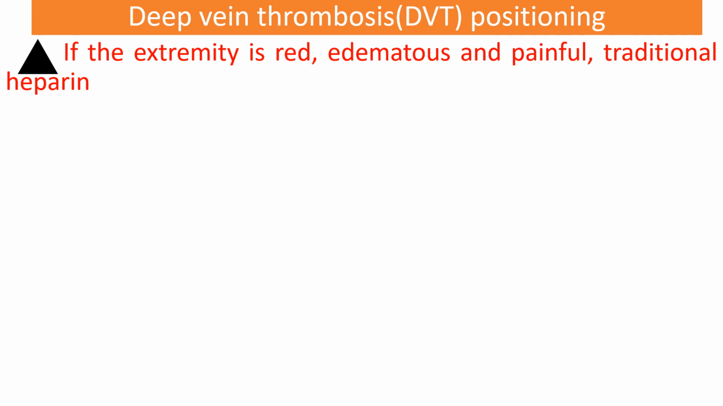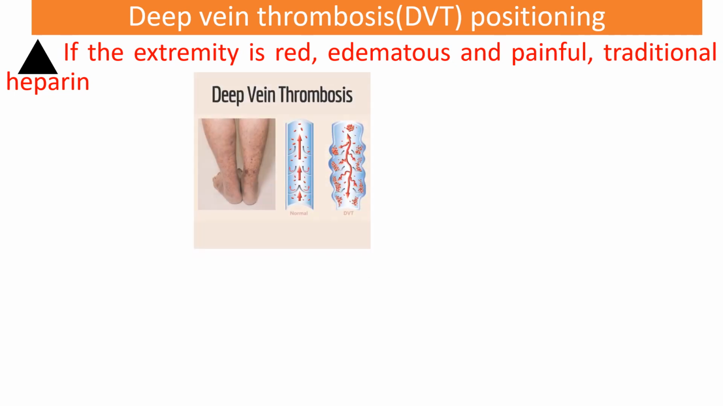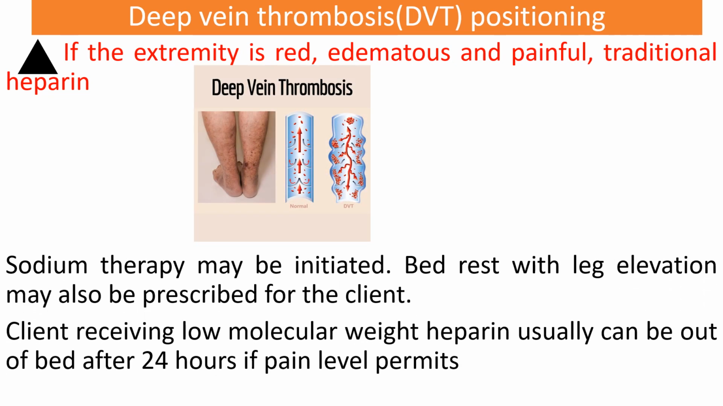Deep vein thrombosis positioning. If the extremity is red, edematous, and painful, we give traditional heparin, or sodium therapy may be initiated. Then bed rest with, I'm sure you know what heparin is, an anticoagulant. We give this as well to the patient. Bed rest with leg elevation may also be prescribed for this client.